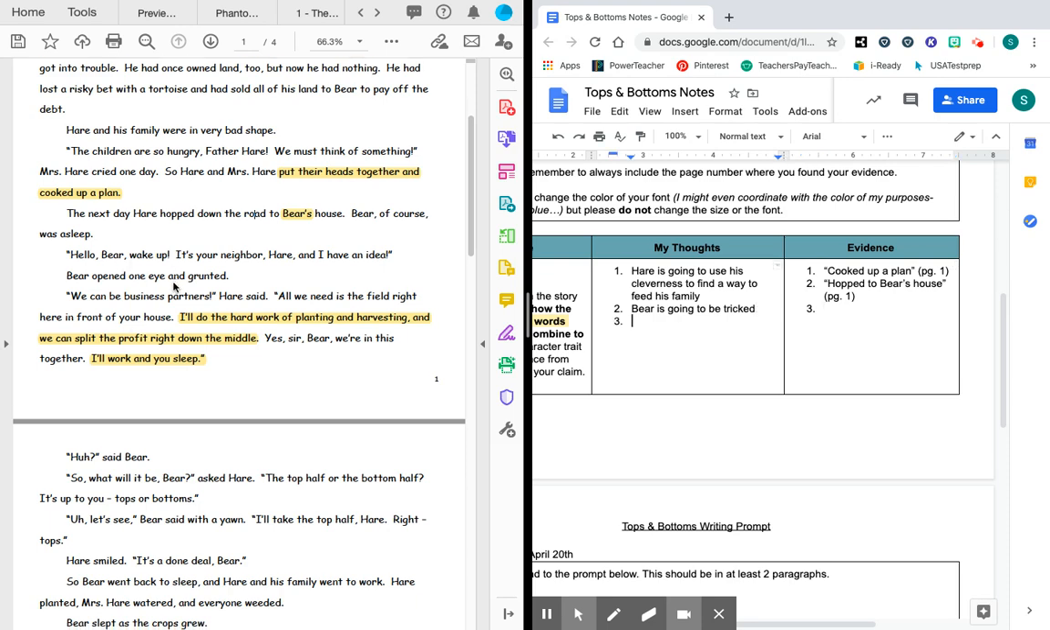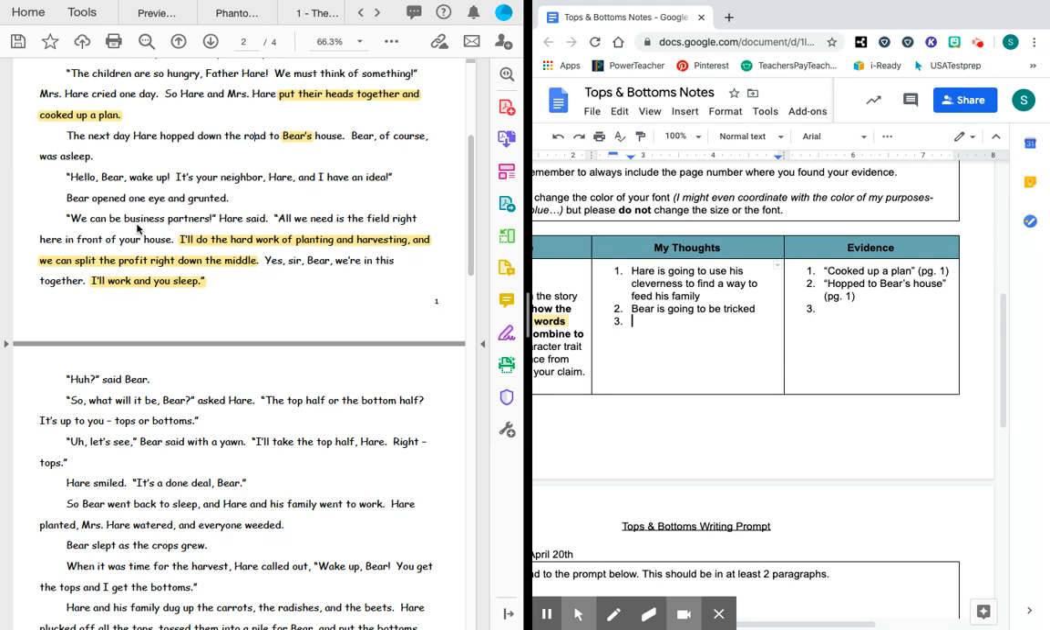Hello, Bear, wake up. It's your neighbor Hare. I have an idea. We can be business partners. All we need is the field right here in front of your house. I'll do the work of planting and harvesting and we can split the profits right down the middle. Yes, sir, Bear, we're in this together. I'll work and you sleep.